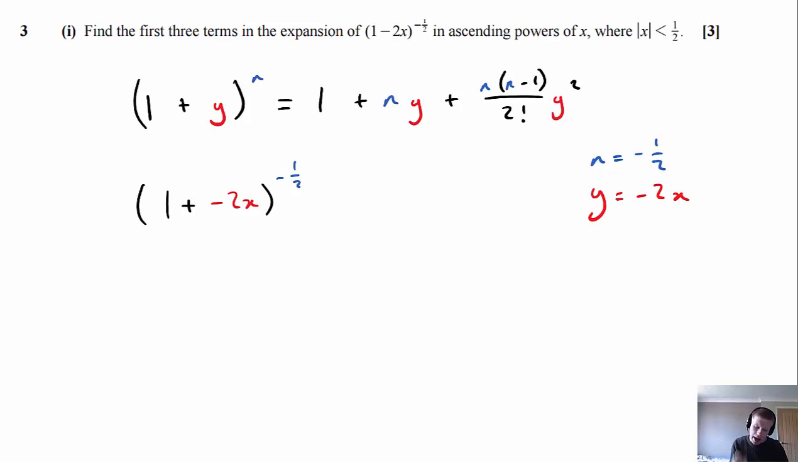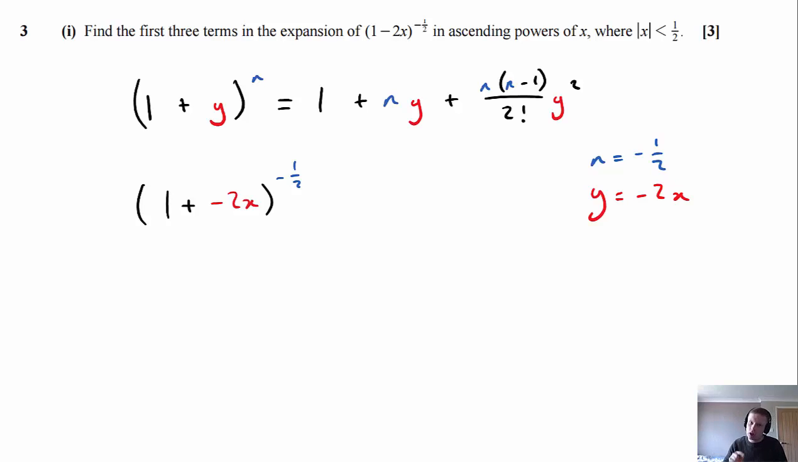First step is just literally write it down. So when you see an n, write negative a half, and when you see a y, write negative 2x. Don't try and expand it out, don't try and square it, don't try and times things together. Just literally write it down. That's your first step. Then you can try and simplify it in your next step.